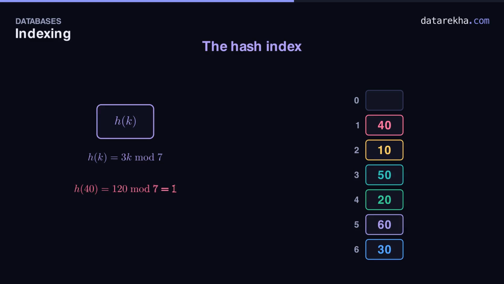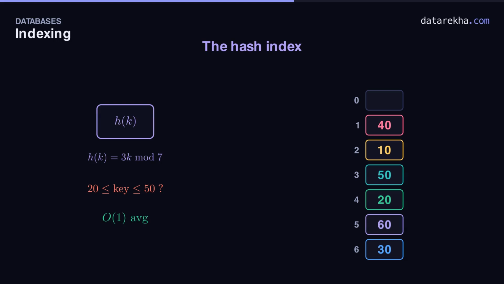Now an equality lookup, find 40. Hash it. 3 times 40 is 120. Mod 7 is 1. Jump to bucket 1, and there is 40. One shot. No tree to descend, no scan. Expected order 1. But now ask for a range.